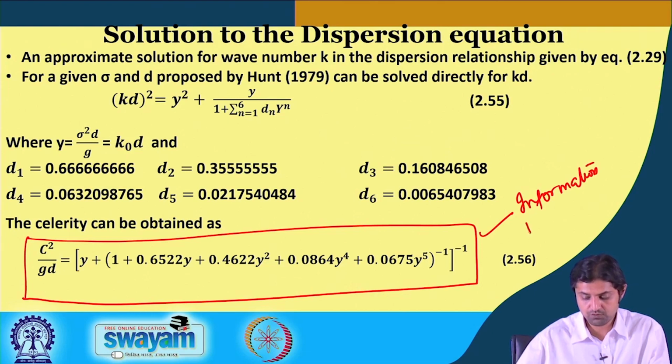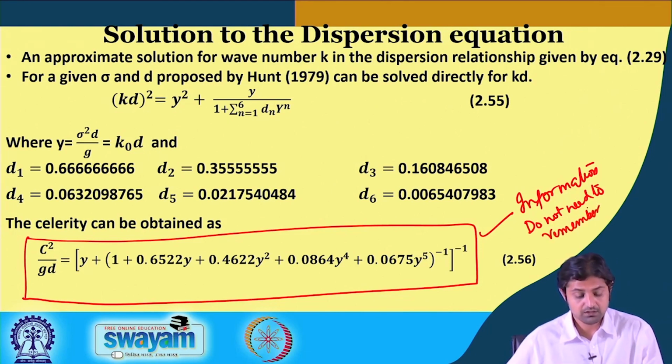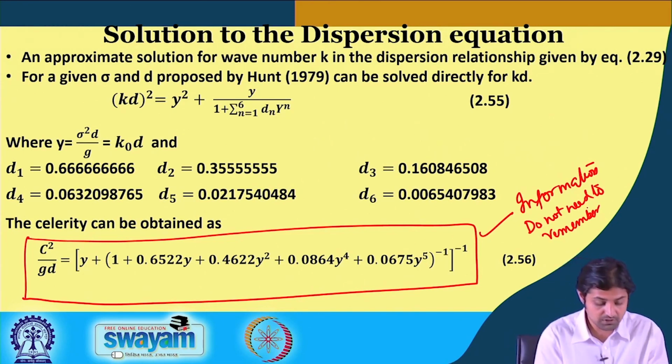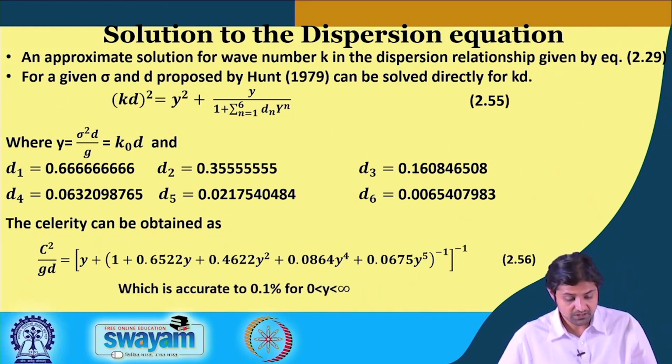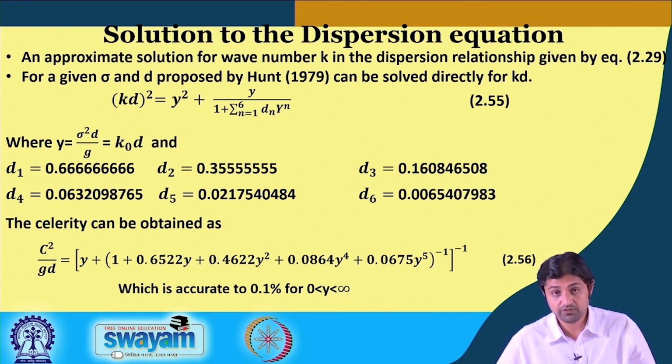You do not need to remember it. Maybe the name, if somebody is interested in doing further research or going for a master's program or something related to research, they can use this equation as such. So with this, actually this equation is accurate to 0.1% for y varying from 0 to infinity.